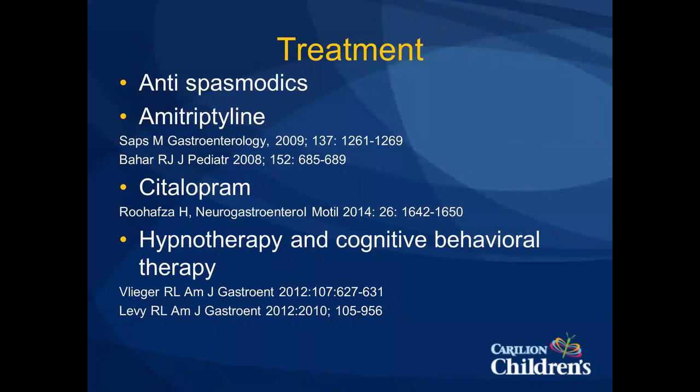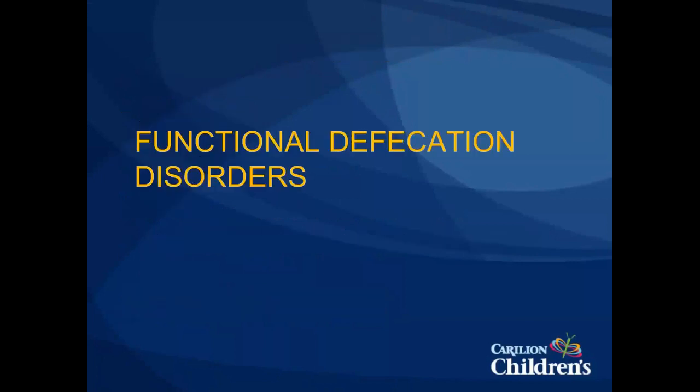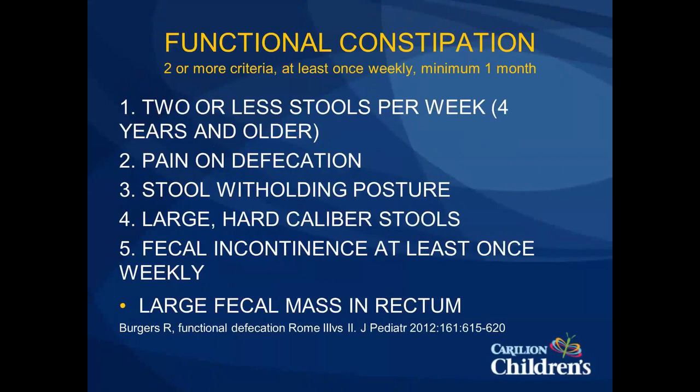The last conglomerate of GI dysfunction disorders is defecation disorders, and there are two of them. The first one is functional constipation, which is two or fewer stools per week in a four-year-old or older child. So they have to be toilet trained, and you need at least two of these criteria for diagnosis. And these symptoms will happen at least once a week for a minimum of a month, and they have pain on defecation, huge stools, and withholding posture, so it's pain that triggers the withholding.